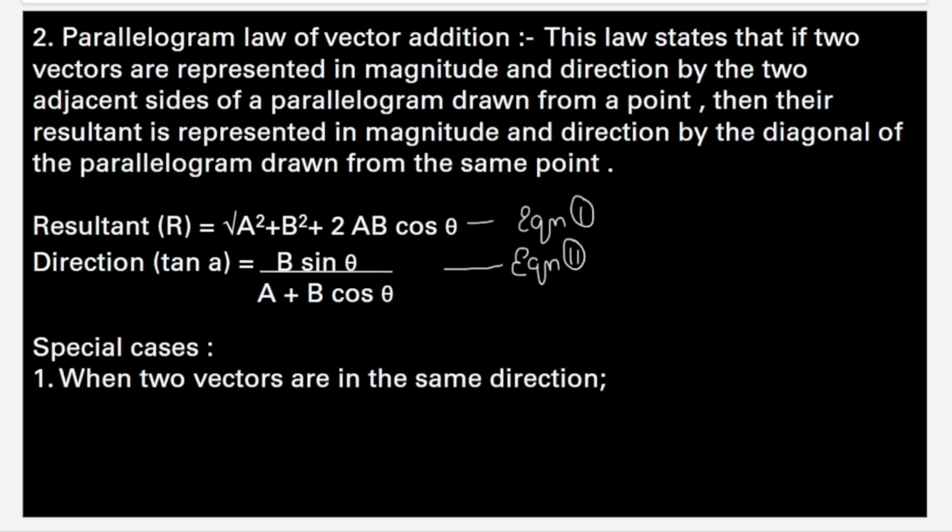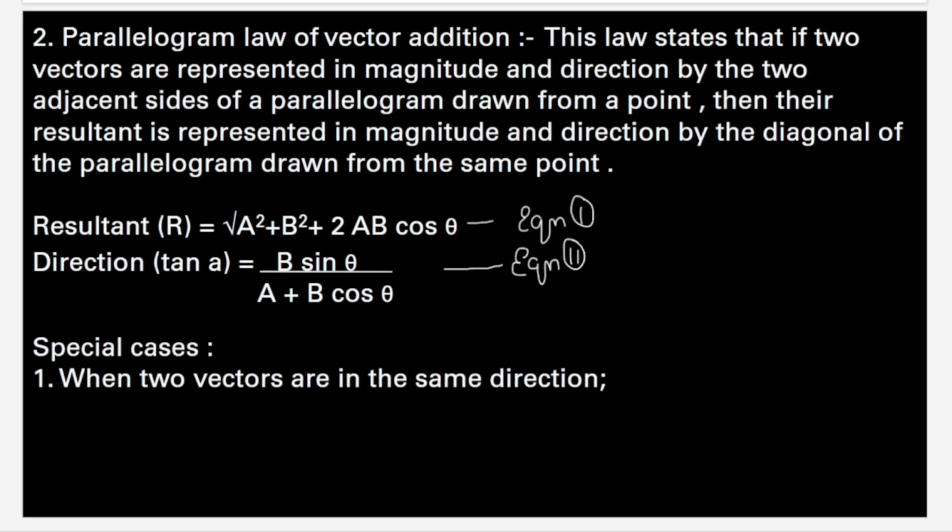Second one, parallelogram law of vector addition. This law states that if two vectors are represented in magnitude and direction by the two adjacent sides of a parallelogram drawn from a point, then the resultant is represented in magnitude and direction by the diagonal of the parallelogram drawn from the same point.